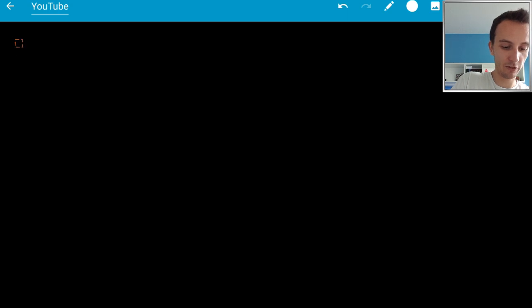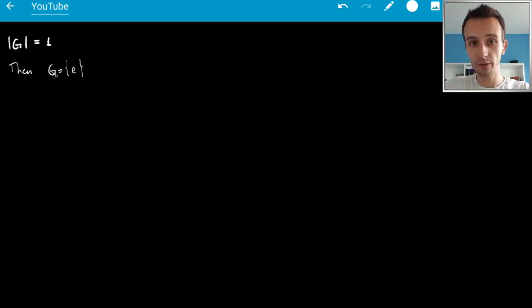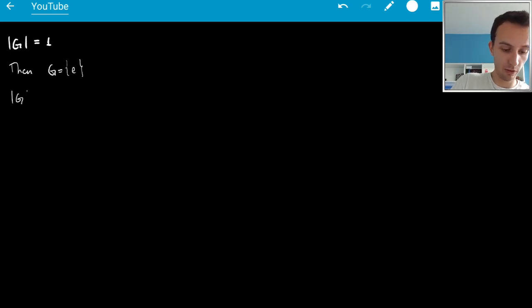Suppose that the order of G, the size of the set, is 1. So you just have one element. Well, then, of course, G is just the identity, because you need to have the identity in G. The identity is its own inverse, everything is fine, it's associative. Okay, so only one group of order 1.